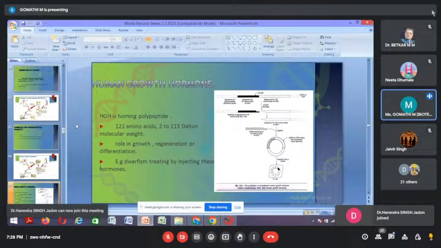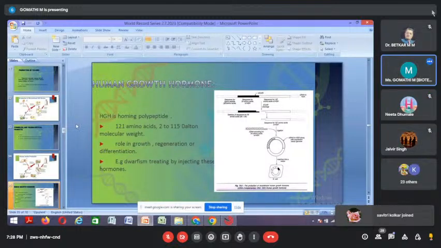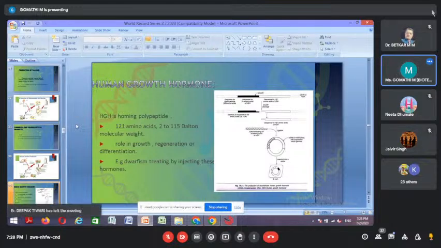Recombinant DNA technology is also used for producing human growth hormone, which has 191 amino acids and a molecular weight of about 22 kilodaltons. This human growth hormone has an important role in the growth, regeneration, and differentiation of cells and tissues. Recombinant human growth hormone is used to treat dwarfism in children.